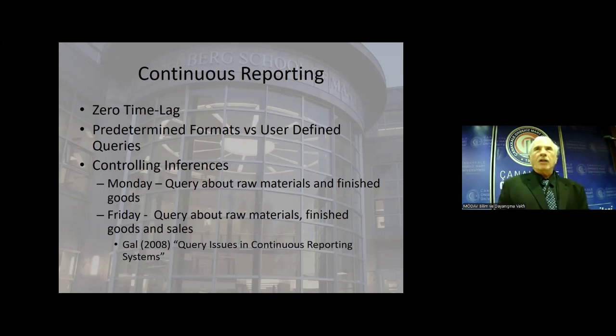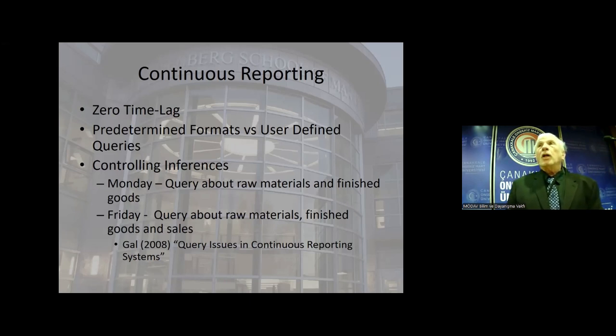But here's what I want to talk about today, and it's the notion of controlling inferences. Under continuous reporting, if I can ask enough queries, if I give that free form, then at the end I can make an inference about something that I may not have been allowed to do. Here's an example. If on Monday I make a query about raw materials and finished goods, how much titanium do you have, and how many of this do you have? I ask that on Monday, and then again on Friday I make that same query, and I also ask about sales. Now I may have been able to back into figuring out what your production process is for that particular good, because I know how much titanium goes into it, or I can look at the entire set of ingredients, and I can also have an idea about how long it takes you to do it, if I can ask that query.